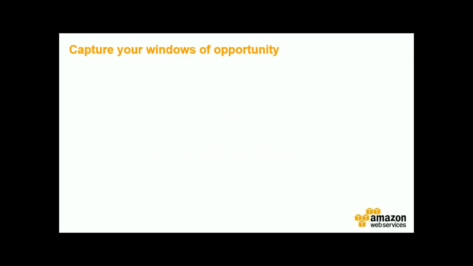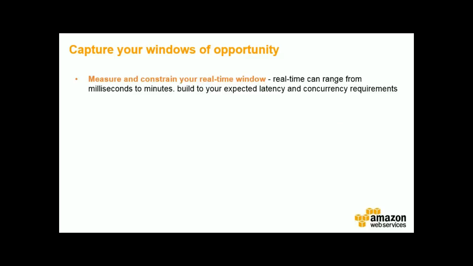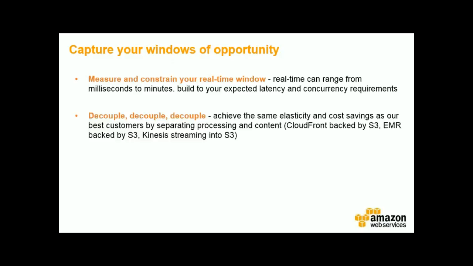What I'd like to close with is, how do you really start to capture your windows of opportunity? The first thing is, of course, we start with what do you need to change? What is your business outcome? In order to build the right real-time architecture, you want to measure and constrain the time window. Because real-time in people's cases can range from milliseconds to minutes, how you design the underlying system is very important, so that you don't over or under provision for your case. So understand your expected latency and your expected concurrency. First start with that constraint.